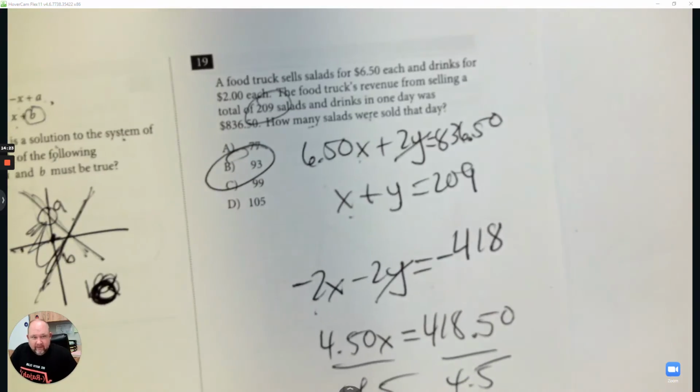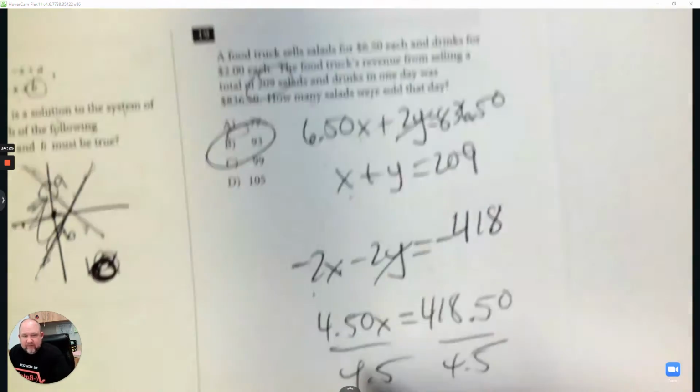It's not a beauty contest. You're attacking this in whatever way it takes. You don't have to show perfect work. Number 20.